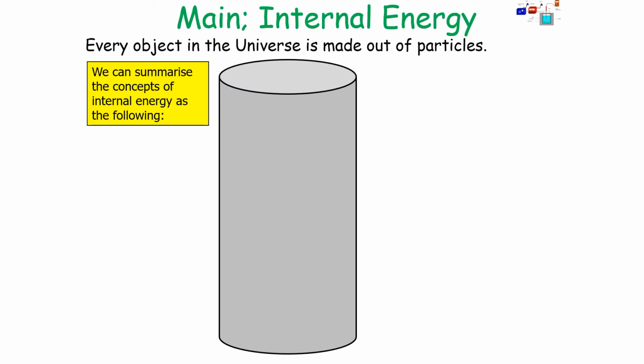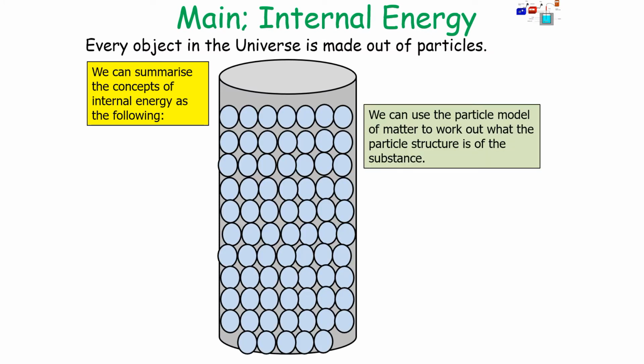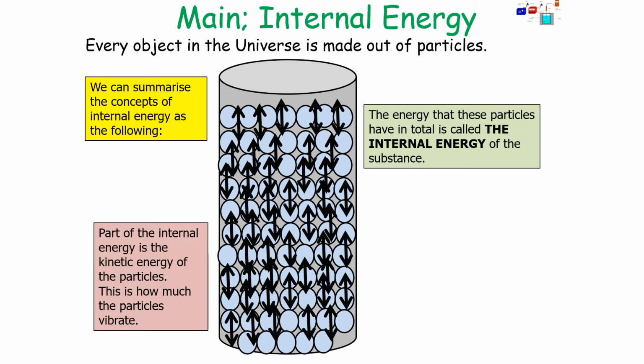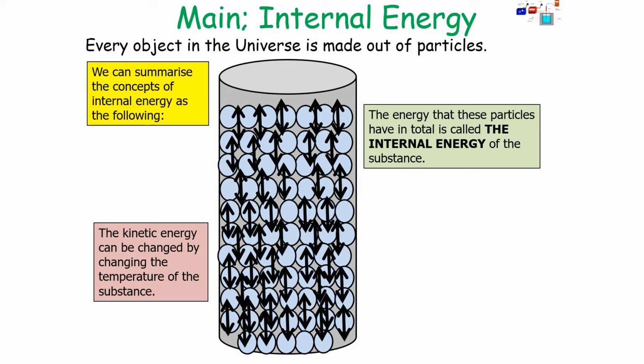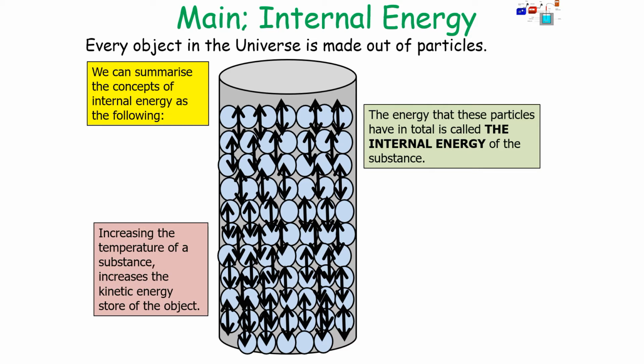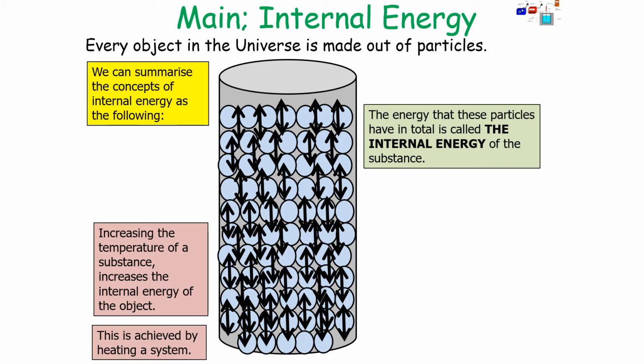So all objects in our universe are made from particles. The energy these particles have in total is the internal energy of the substance. Now part of the internal energy is the kinetic energy, which is how much the particles vibrate, which can be changed by changing the temperature of the substance. Increasing the temperature increases the kinetic energy store. This can be achieved by doing work into a system by heating it up.